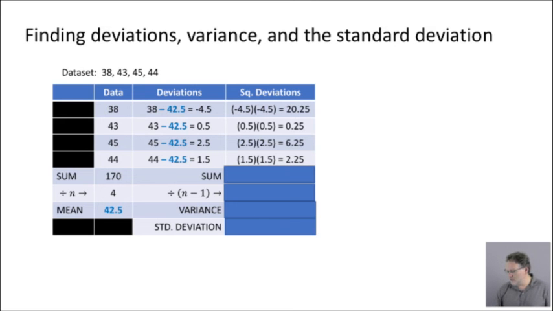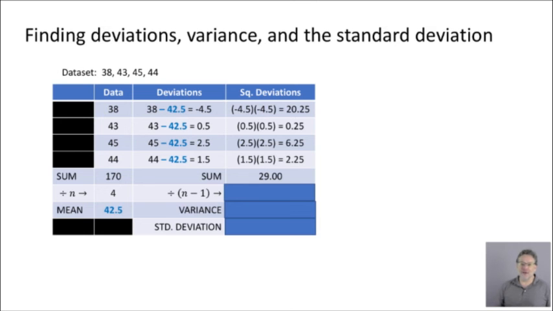So 20.25 plus 0.25 plus 6.25 plus 2.25, we're going to add those up, in this case to get a nice even number, 29.00. That is the sum of all the squared deviations. What do we do next?